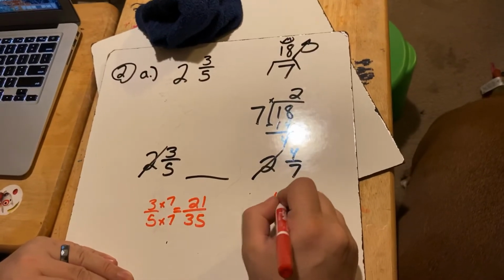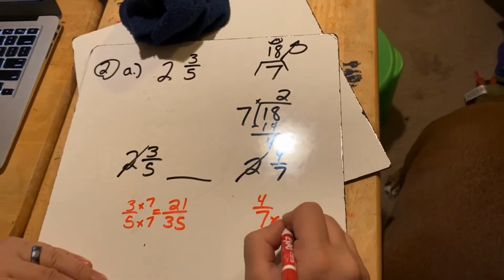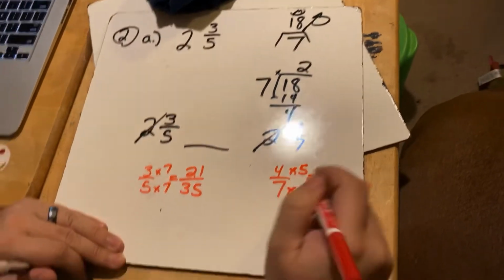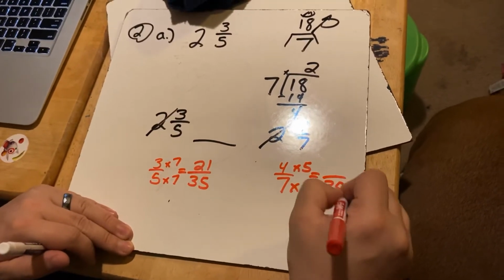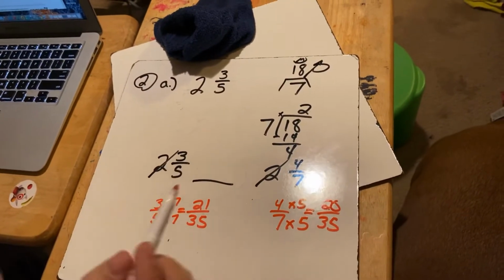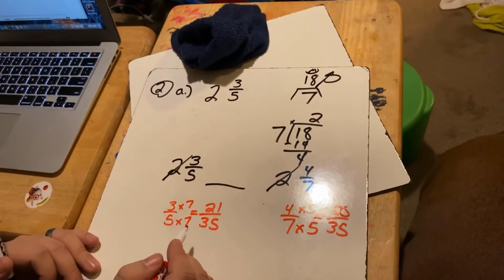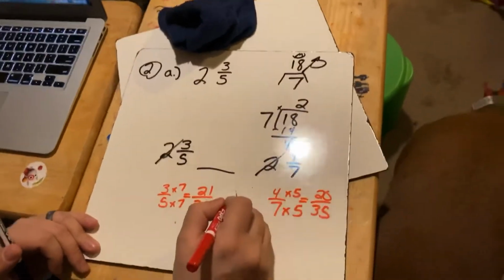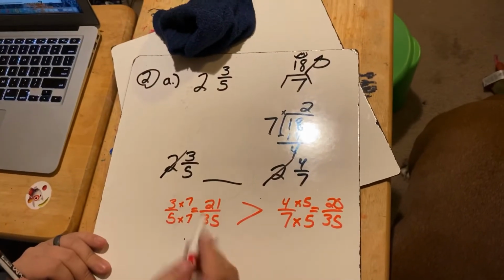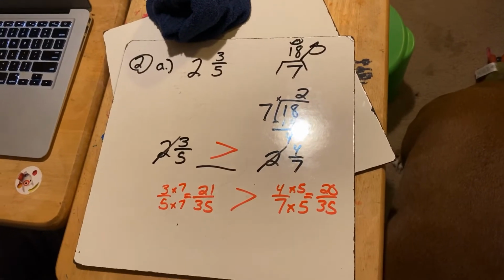Now let's look over here at 4/7. This time, instead of multiplying by 7, I'm going to multiply by 5, the other denominator. And whatever I do to the denominator, I've got to do to my numerator. So 5 times 7 is 35, and 4 times 5 is 20. Now I've got two different fractions I can compare: 21/35 or 20/35. Which one is larger? The 21, that's a larger numerator. So there's my answer. We could say 2 3/5 is greater than 2 4/7.